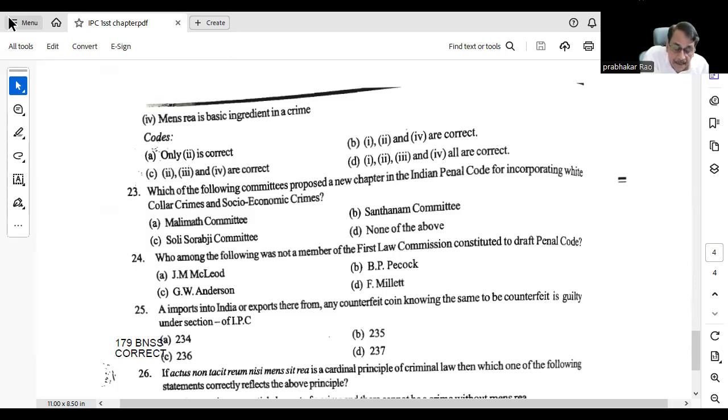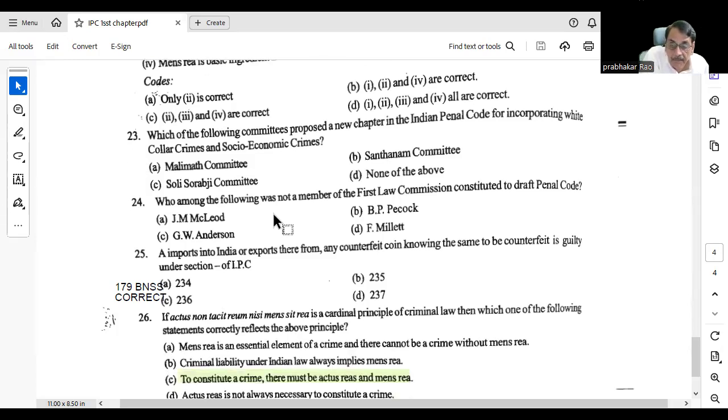White-collar crimes generally will be done by middle-class people using certain mental skills. Suppose income tax offenses, those come under white-collar crimes. Now cyber frauds, all those come under white-collar crimes. Who among the following was not a member of the first law commission constituted to draft a penal code? Again, it may not come because IPC has become history. That's why I am very doubtful. But here the answer is BP Peacock.